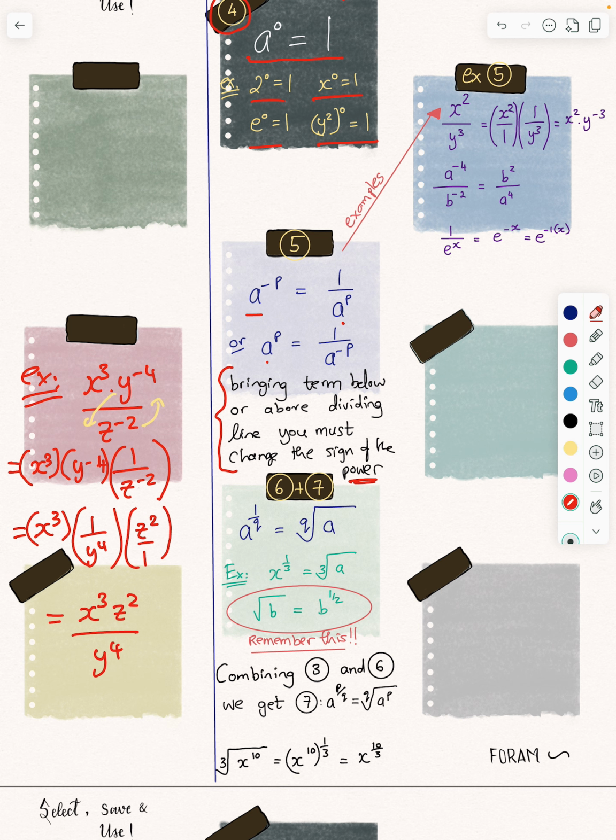But just remember, you do a lot of that when you're integrating and differentiating. When you see 1 over x squared, it's easier to think of it as x to the power of minus 2 when integrating or differentiating. Oh, I have an example over there.